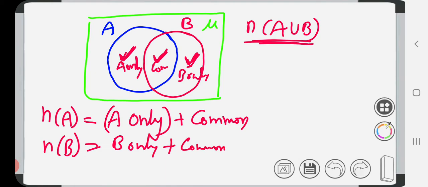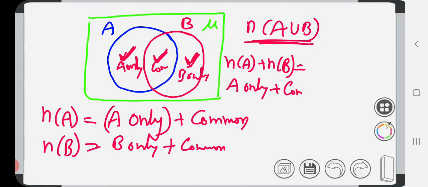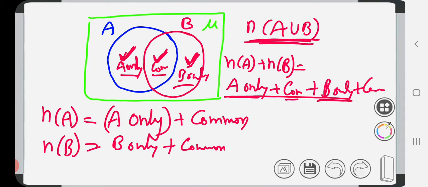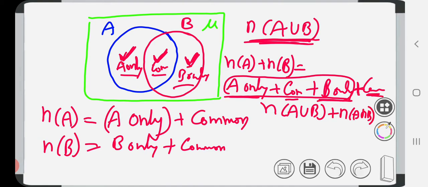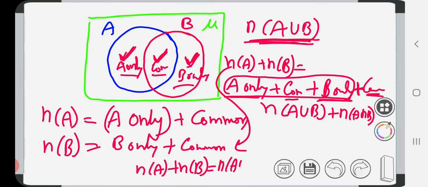So if you do n(A) plus n(B), here we get A only elements plus common elements, and n(B) means B only elements plus common elements. If you observe, n(A union B) means A only, common portion, B only. That means A only and common portion up to here, we get n(A union B). And once again the common portion is extra. The common portion is nothing but n(A intersection B). That means by adding n(A) and n(B), we get n(A union B) plus n(A intersection B).